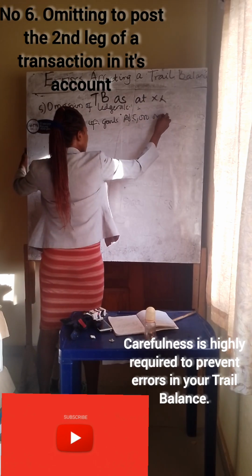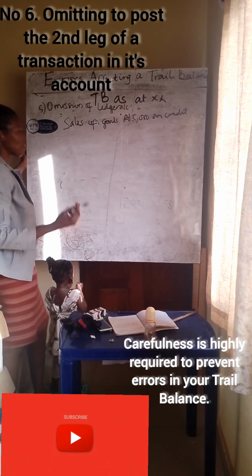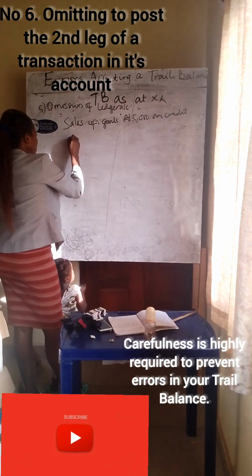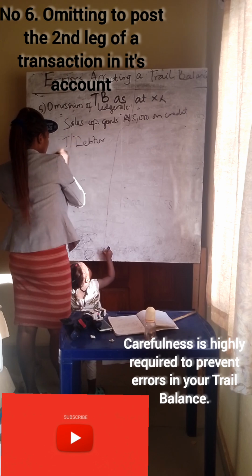Sale of goods on credit to the tune of 5,000 naira. So now, which account am I going to open? I open two accounts, my sales account and my trade debtors account.